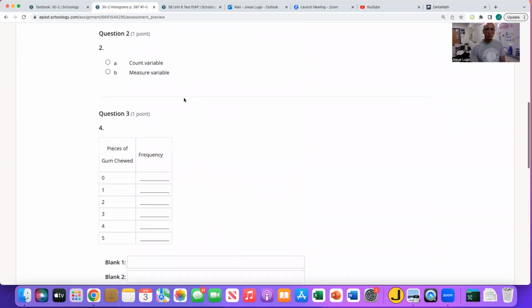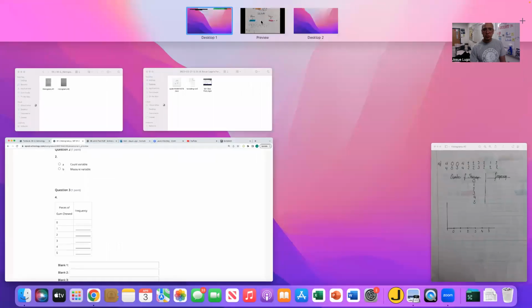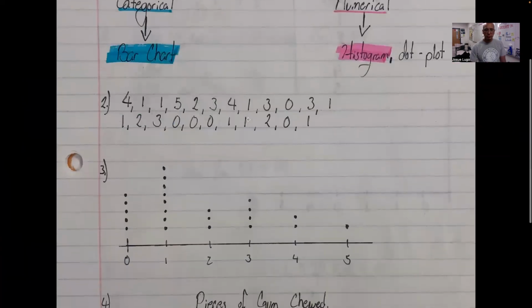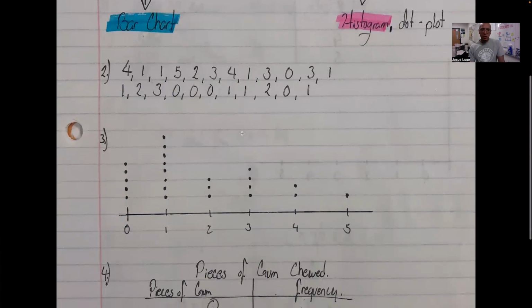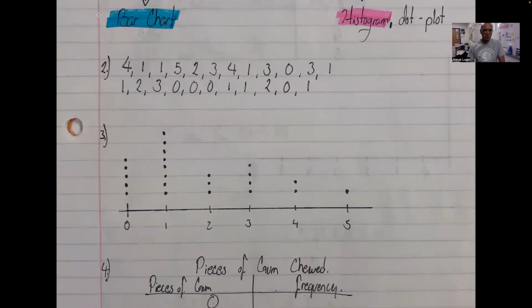Same thing for number 2. But let's go on to number 4. Numbers 2 through 4 have to do with the same problem. The numbers that we see here in number 2 are the number of pieces of gum that are chewed per day for each student. So these are the pieces of gum. For example, one student chewed 4 pieces of gum, another one chewed 1, another one chewed 1, another one chewed 5, etc.